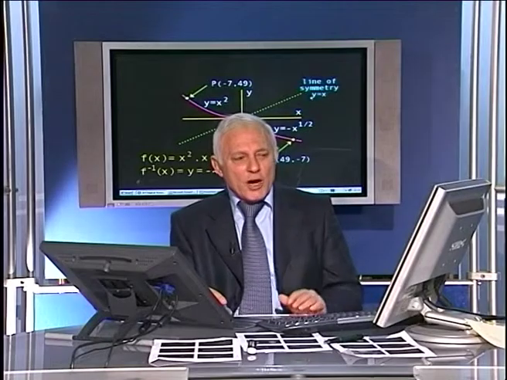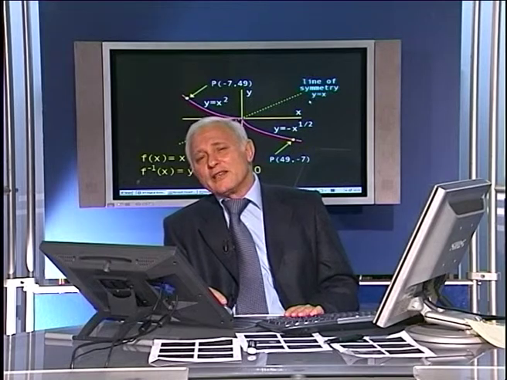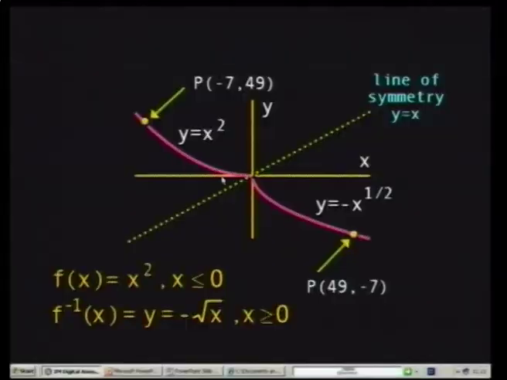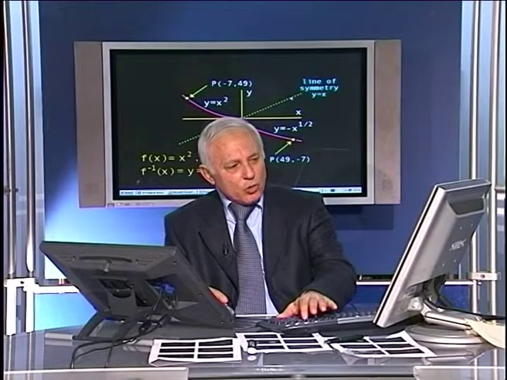And this is one way of checking whether you have correctly found the inverse function: you find the graph of the inverse function, and both of them must be symmetric about the line y is equal to x.